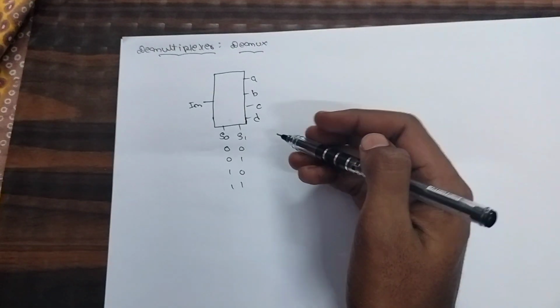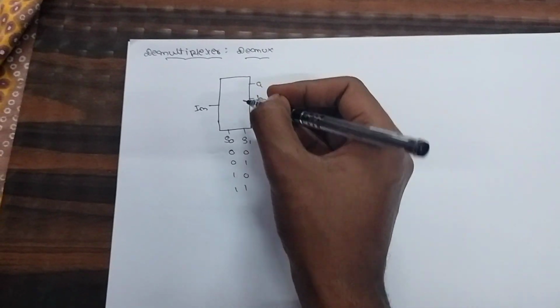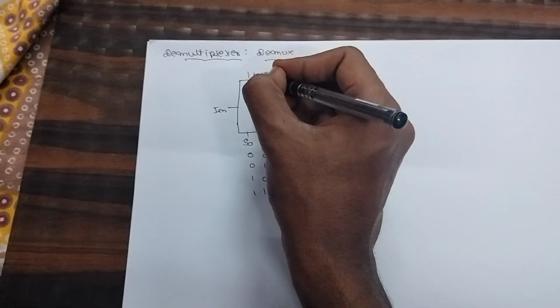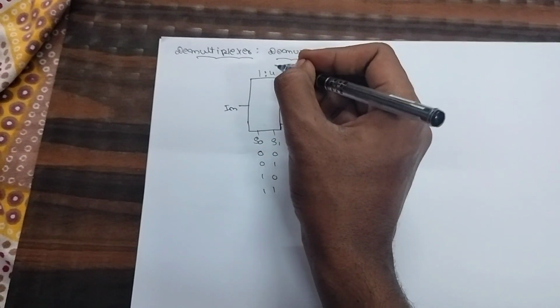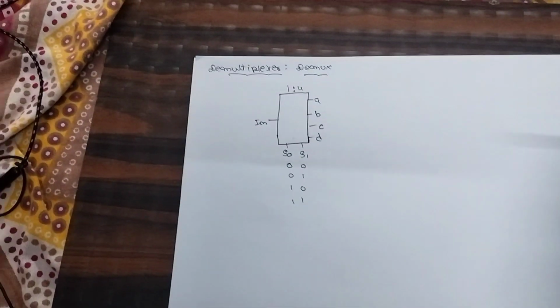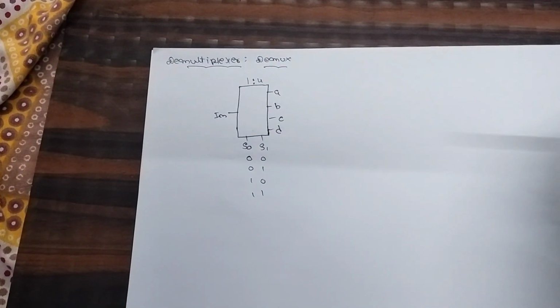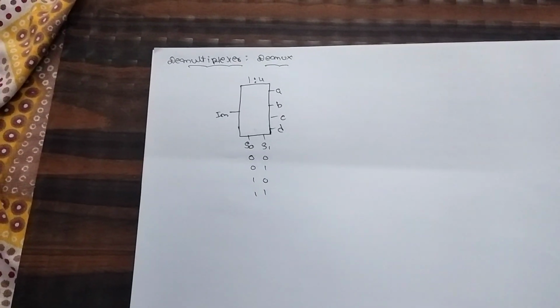So if we consider naming this demultiplexer, then the name is going to be 1 is to 4. That is 1 input and 4 outputs. So in this way it is said to be the reciprocal of the multiplexer.